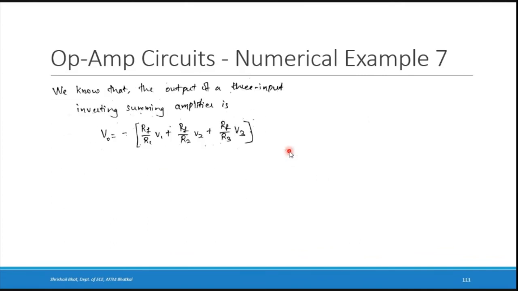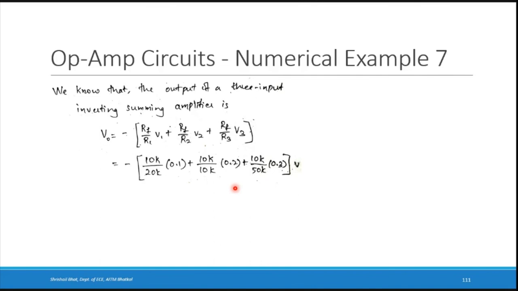Then the output of a 3-input inverting summing amplifier is the same. That is V0 is minus of RF by R1 into V1 plus RF by R2 into V2 plus RF by R3 into V3. Substitute that. RF is 10K, R1 is 20K, R2 is 10K, R3 is 50K, V1 is 0.1, V2 is 0.2, V3 is 0.3. Just calculate. It's simple. Tell me the answer.